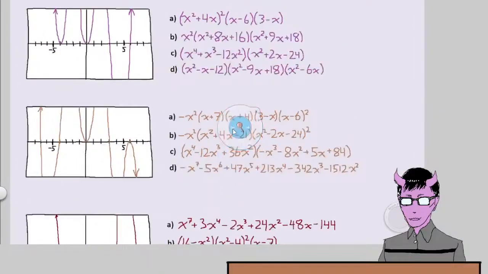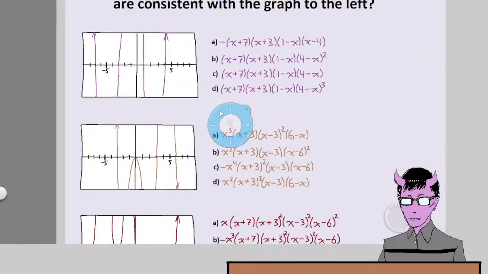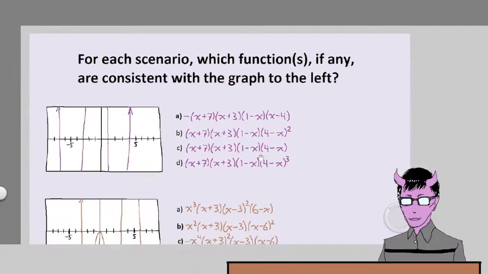Okay. So the directions again are for each scenario, which function, if any, are consistent with the graph to the left. So there could be multiple answers. There could be one answer. There could be no answers. There could be two answers. There could be four answers that are correct. But I think there's like a variation. Some of them are like two answers. Some of them are like no answers. But I don't think there's anywhere all four is consistent with the graph to the left. Okay.